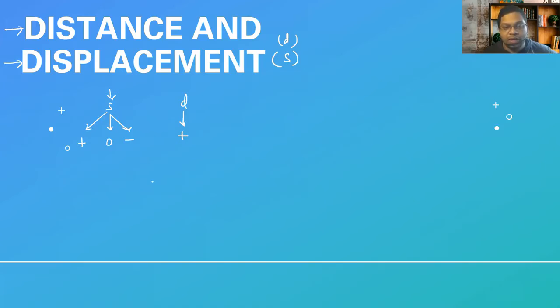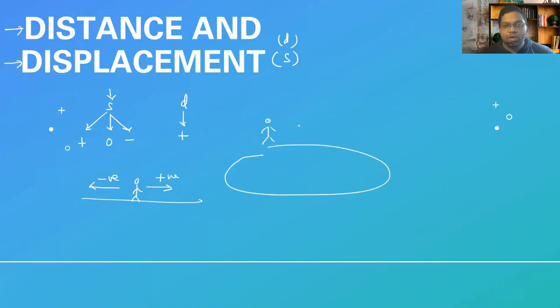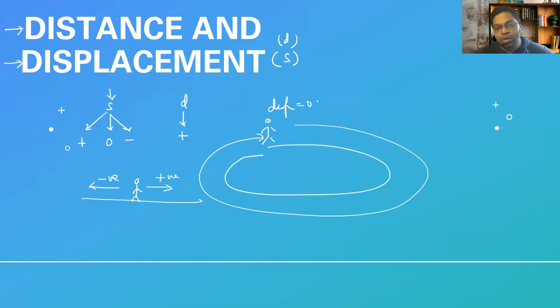Now, how do we understand that? Suppose this is the starting point for us, and we assume that if you're moving to the right, then it is positive. Then we move to the left, that is negative. If you start here and then you come back to that point, then your displacement is zero. Are you following this?